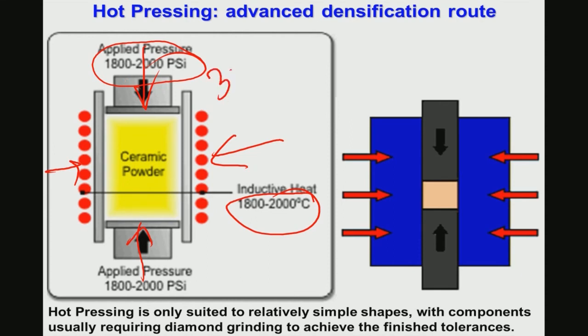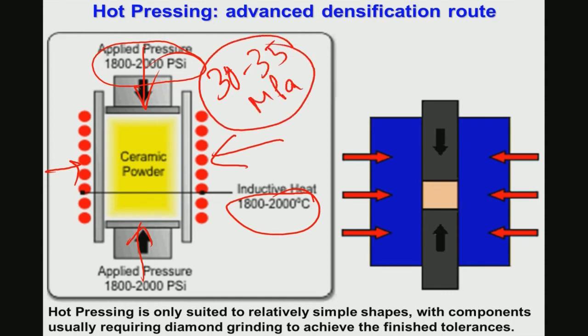But typically in the commercial hot pressing machine you can go up to 30 to 35 megapascal. That is the typical commercial hot pressing machine. Now, in the commercial hot pressing machine, when you put in the die and it is contained, then because of the constraint your material will get densified. But here you are applying the pressure only in the uniaxial compression mode.